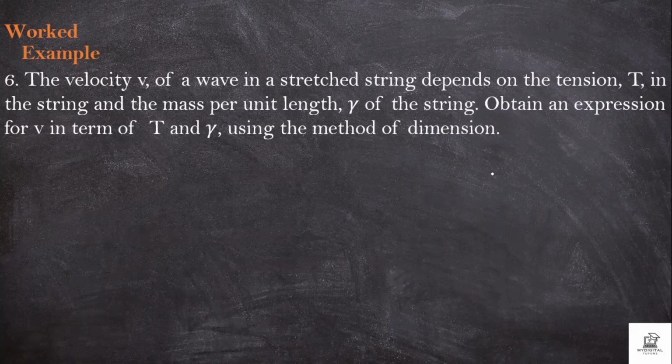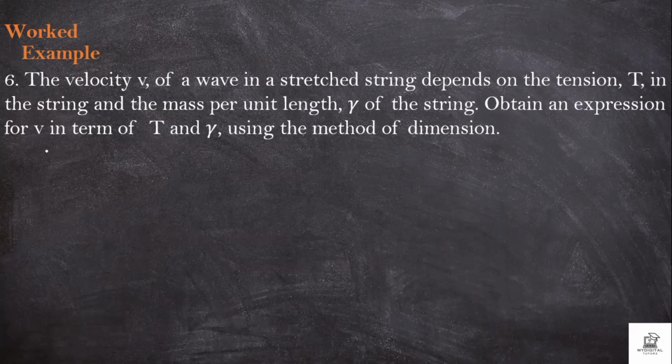Now, we have something like this. Remember, we said that dimension can also be used to verify the correctness of a particular formula, right? So these are the kind of questions that can come from dimension as well. The question says, the velocity v of a wave in a string depends on the tension T in the string and the mass per unit length gamma of the string. Obtain an expression for V in terms of T and gamma, which is mass per unit length, using the method of dimension.